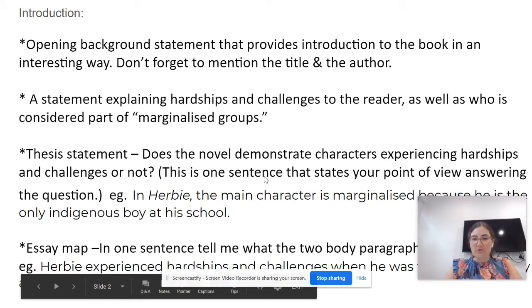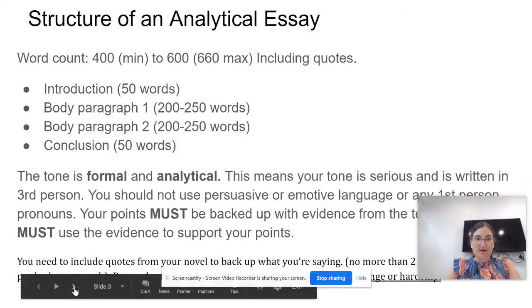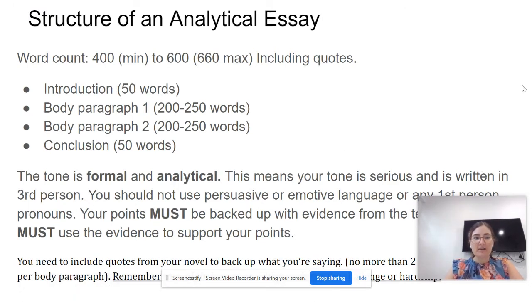Right, so first off, what we need to have in our essay is we need to look at the structure. So the structure of your analytical essay is going to include an introduction, 2 body paragraphs, and a conclusion. Now, a lot of the time you'll actually have 3 body paragraphs, but in this particular one, we only want 2. As you progress further in the years, you'll end up writing 3. Your word count is 400 words as a minimum, 600 as the max, with a total absolute maximum of 660. So if you have to go just that little bit over, the absolute maximum is 660.